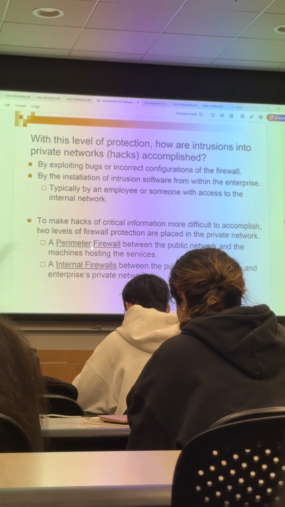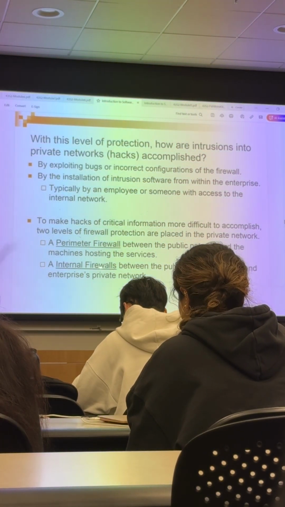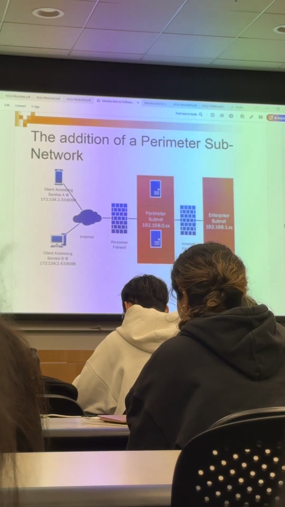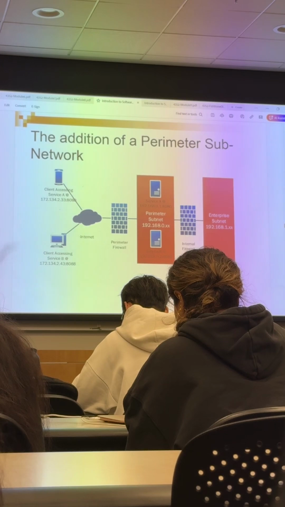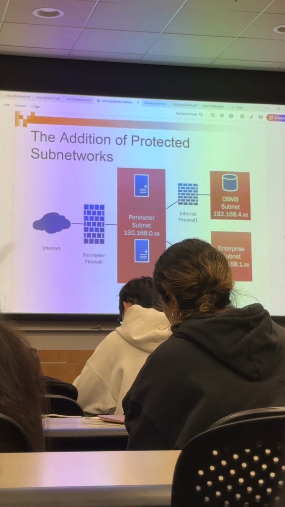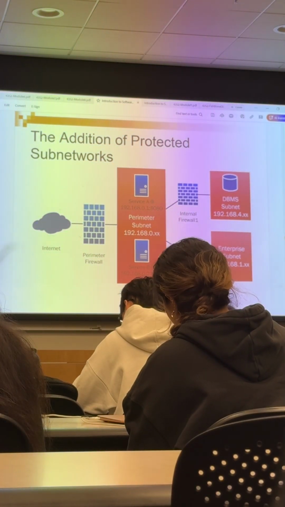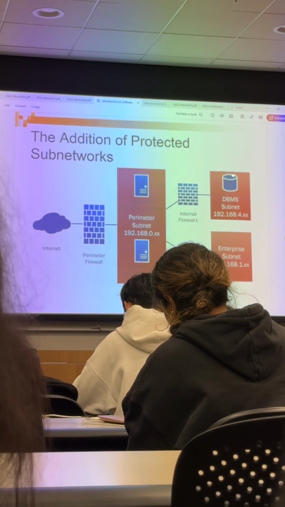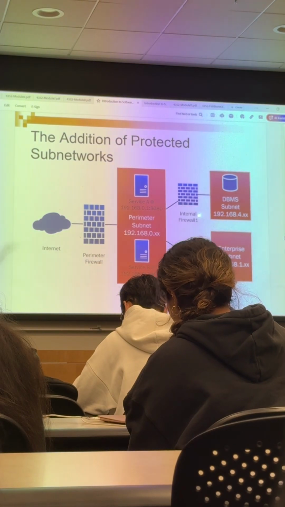So two levels of firewall protection are typically there: a perimeter firewall and an internal firewall. This is a perimeter firewall, and this is an internal firewall for the enterprise subnet. And to prevent hacks, what is oftentimes done is we can further partition this internal firewall for the DBMS subnet if this contains secure data, so that enterprise subnet users cannot access this data.